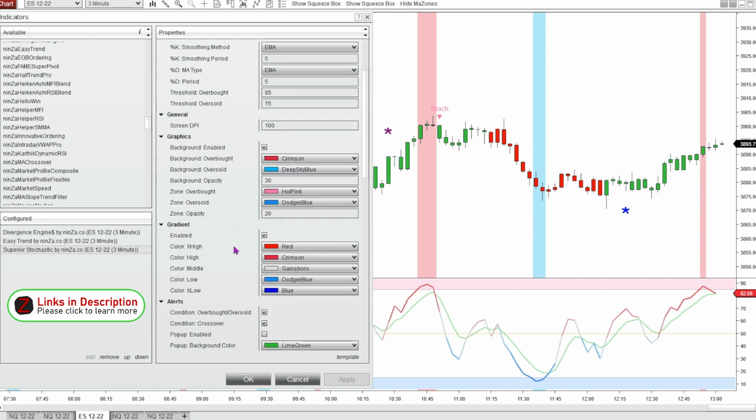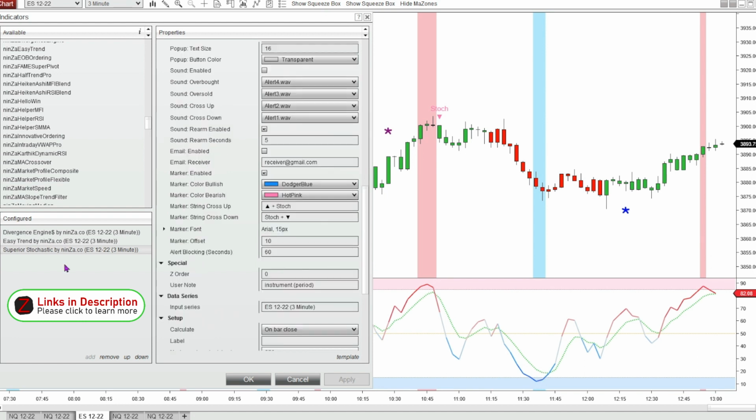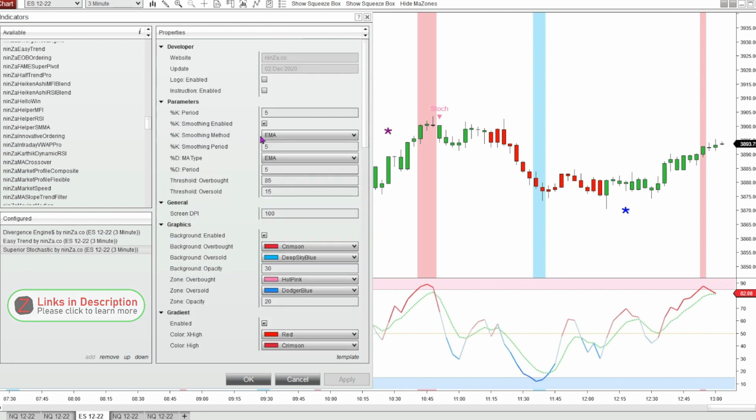I've got the background enabled, so it prints this oversold region or an overbought region when the oscillator is up in the red or down in the blue. And then I've also got an easy trend indicator loaded to give us just a basic direction of price. I've only got the bar color enabled for the easy trend, so the only thing that the easy trend indicator is printing is the bar color. And then I've also got the divergence engine indicator loaded. And I've used the same settings that I've used with this superior stochastic, the 5-5-5 settings.